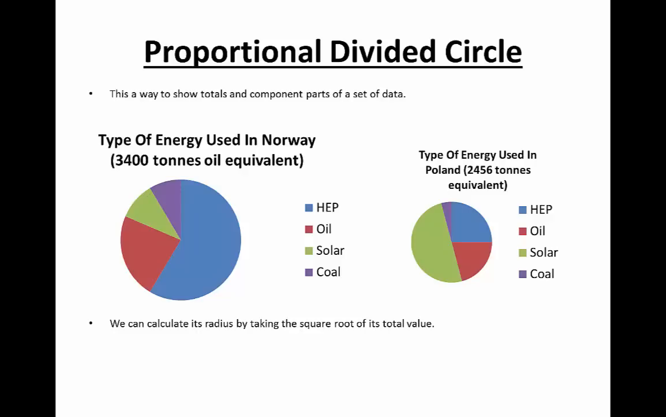So we can also calculate its radius by taking the square root of its total value. So for Norway we take the square root of 3,400, which gives us 58.3. Then this will give us a radius of 5.8 centimeters. For Poland, we take the square root of 2,456, which will give us 50, and therefore its radius will be 5.0 centimeters. They may ask you to do this in the exam, so don't measure it with your ruler and instead take the square root. Now we're going to see how they can be used as proportional symbols.